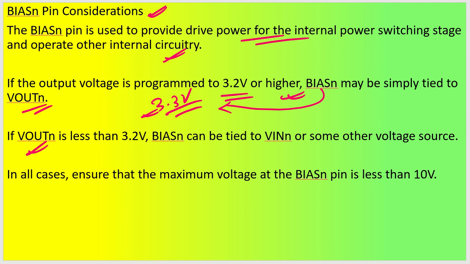That's how, if your V output pin is less than 3.2 volt, then bias can be tied to your V input as well. But you have to make sure that V input must be less than 10 volt. That's the understanding. So in all cases, ensure the maximum voltage that you are connecting to your bias N pin must be less than 10 volt.